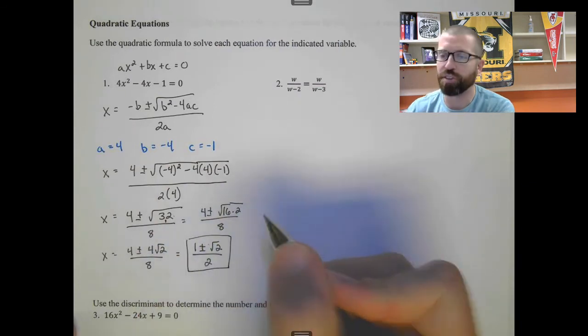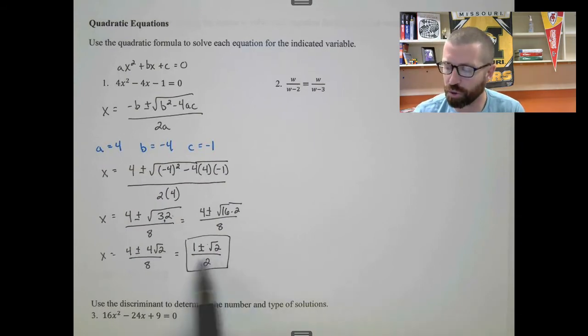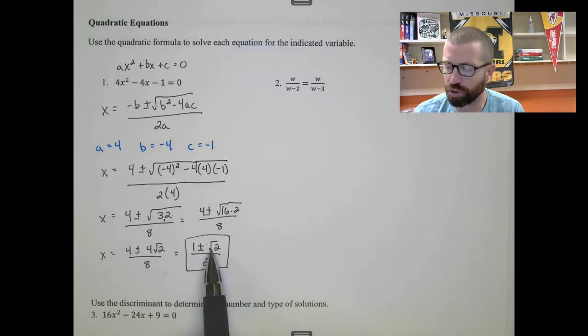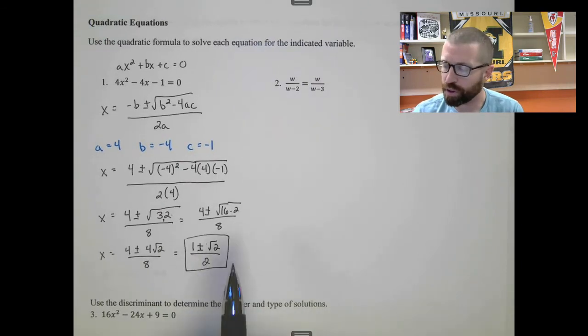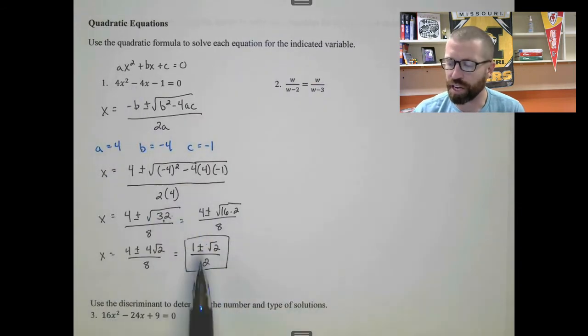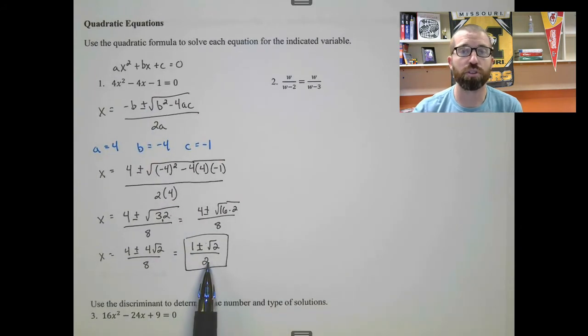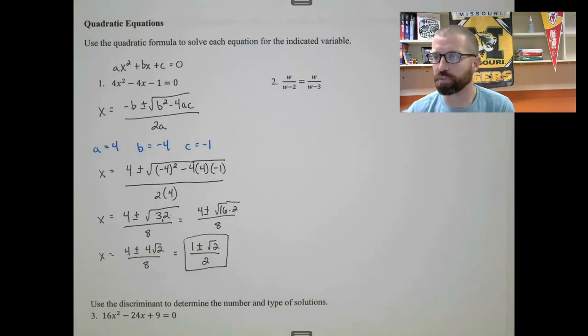And that's your answer. This can be hard to check. But if you want to check your work, you could get the decimal here, like (1 plus square root of 2) over 2, all over 2, and then plug it back in here. You could also find the decimal and then graph this, because these are your x-intercepts. And so look and see if those are your x-intercepts.